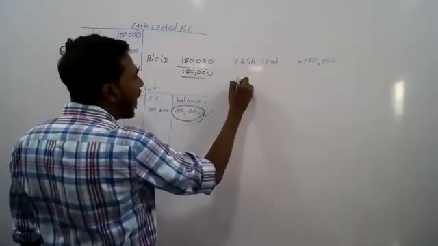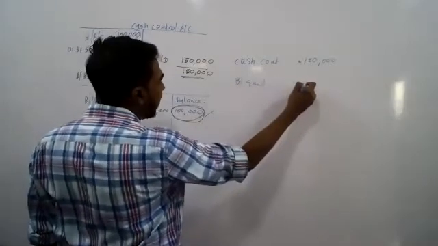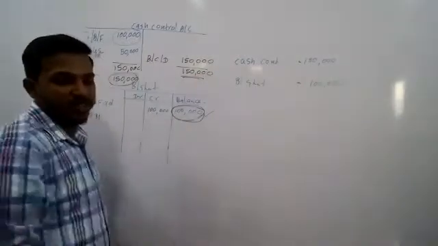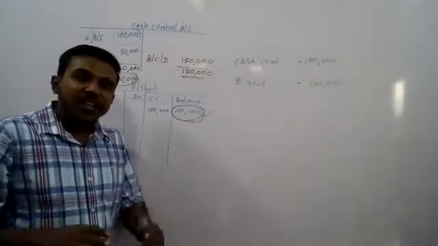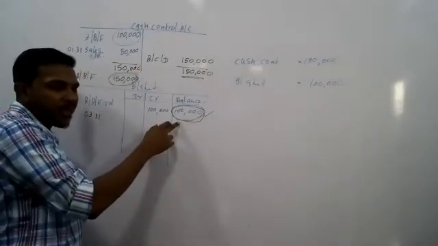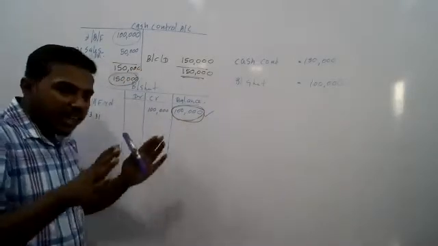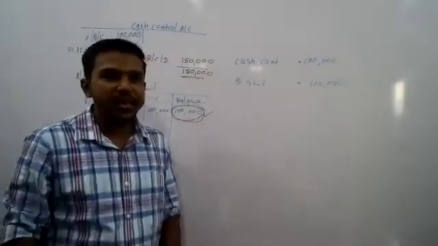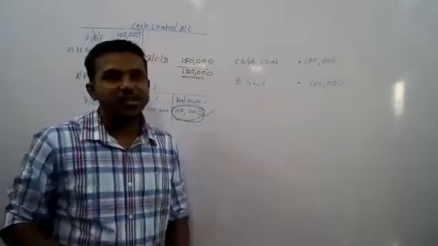But the bank statement says just 100,000. Now you can see there is a difference. Once there is a difference between the cash control account balance and the bank statement balance, the next step comes, which is called bank reconciliation.